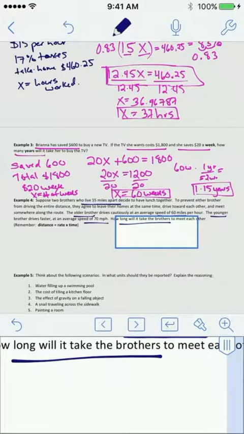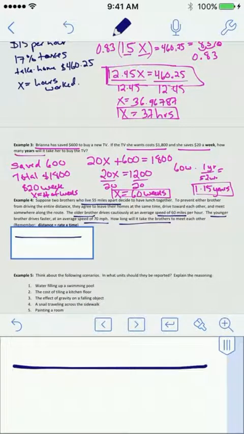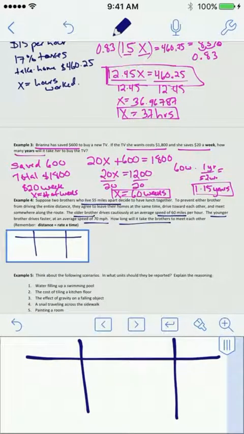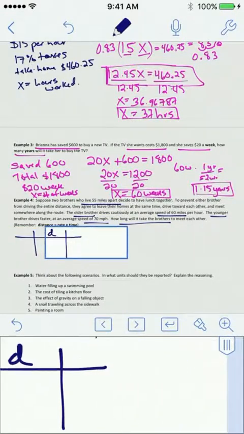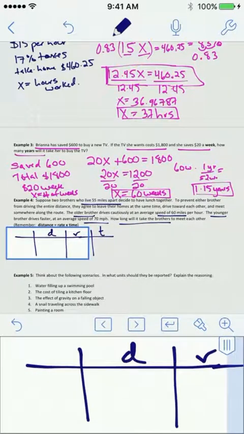There's a lot of information going on here, and it all centers around distance equals rate times time. So let's go ahead and set up a little chart for each brother. Put distance there, rate there, and time there. And we'll do brother here.